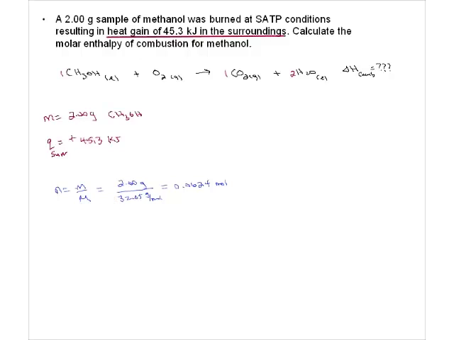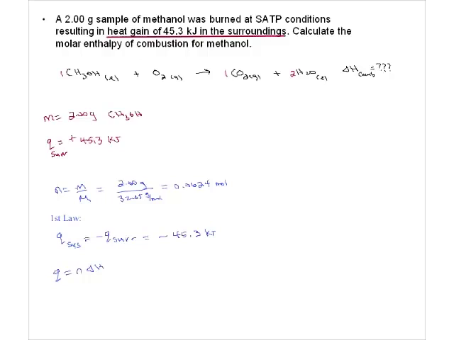1 carbon, 4 hydrogens, and an oxygen there for the molar mass. The next thing, we know how many moles we're burning. What we have to do now is apply the first law and say, if we know how much energy was absorbed by the surroundings, then that's how much energy was released by the system. And methanol is what we're studying, so methanol is the system. So a negative 45.3 was released by the methanol, and that's why the surroundings gained 45.3. So there we go. We've got our Q.